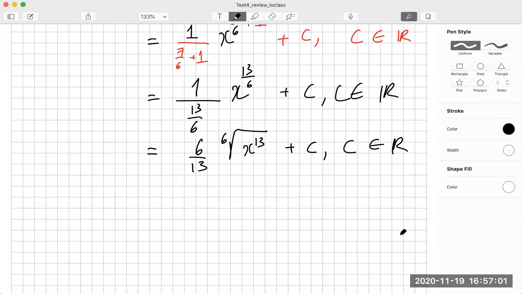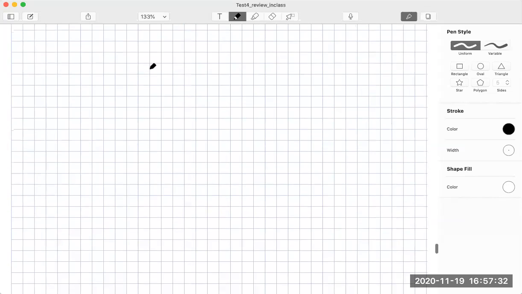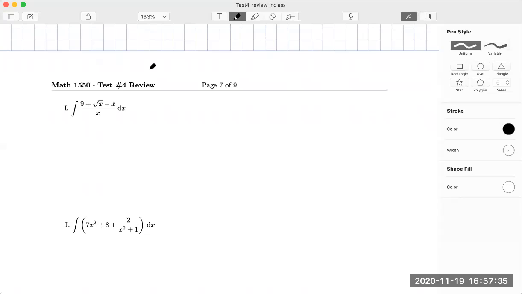Is it clear? Yes. Perfect. Could we still leave it as 6/13 times x to the power of 13 divided by 6? Yeah, it's okay. I'm fine with that. But in the future, I think it's nicer if you write it this way, but it's okay. As long as you understand and can find the answer, we're good.